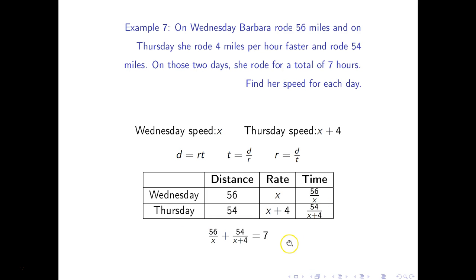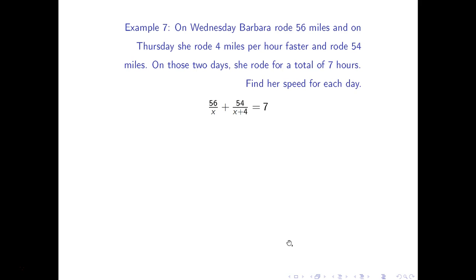Now, how would you add those equations? Or how would you solve this equation? It should take you back to chapter 7. Remember, we can multiply by the least common denominator. What's the least common denominator? It's x and x plus 4. So I want you to go ahead and pause the video, multiply by the least common denominator, and finish solving this equation.